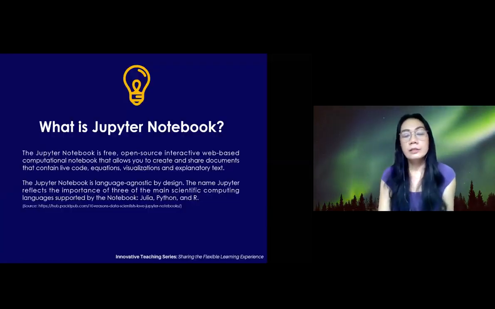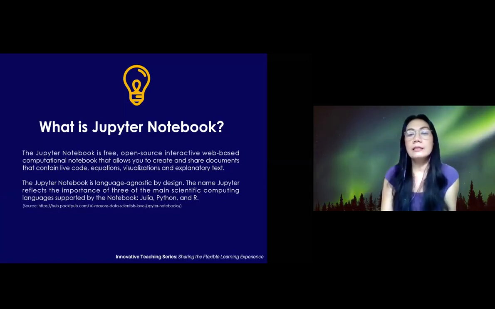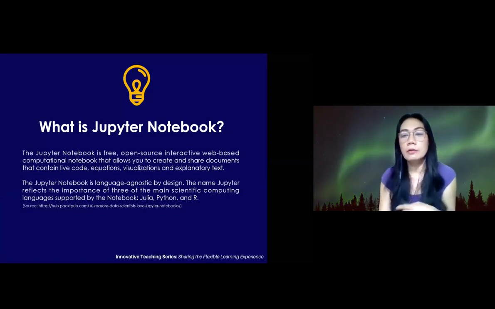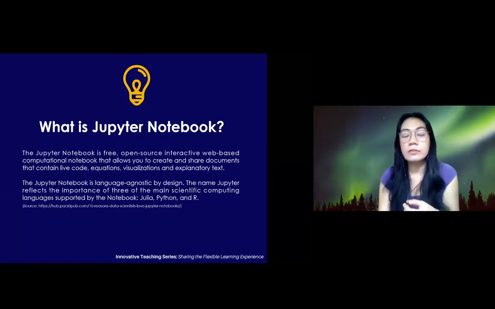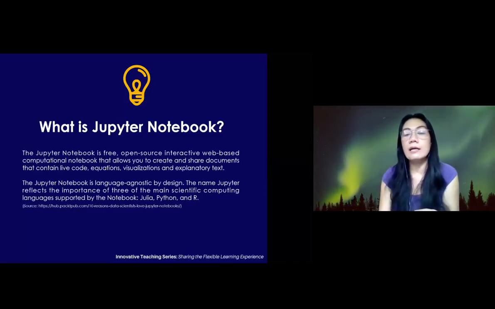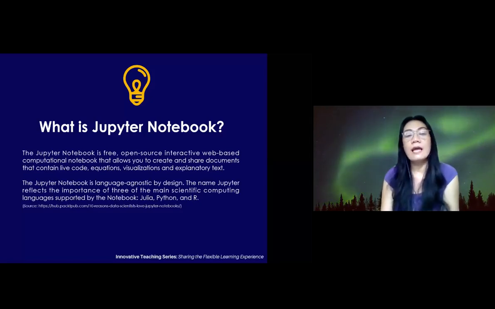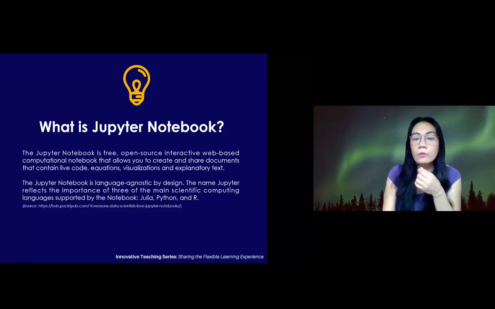The Jupyter Notebook is a free open source interactive web-based computational notebook that allows you to create and share documents that contain live code, mathematical equations, visualizations, and explanatory text. The Jupyter Notebook is language agnostic by design. The name Jupyter reflects the importance of three of the main scientific computing languages supported by the notebook. And these three languages are Julia, Python, and R.